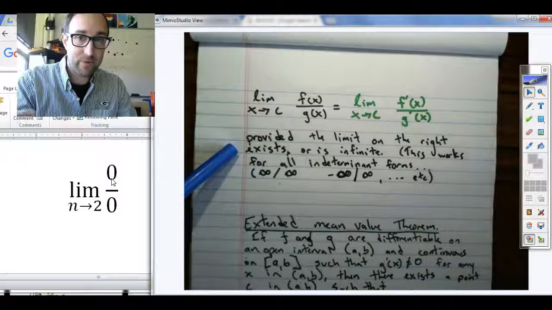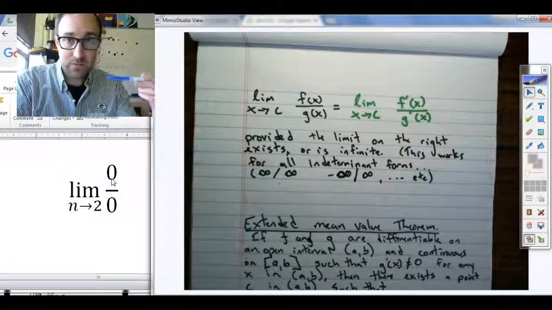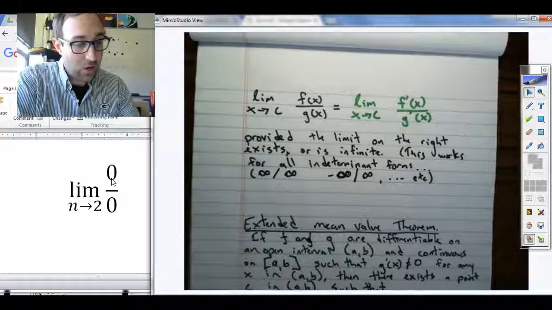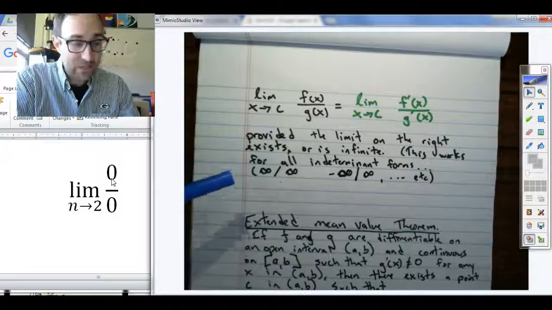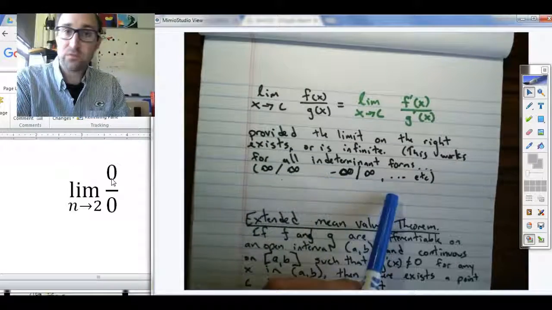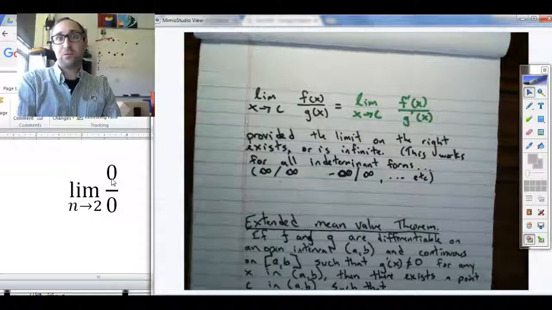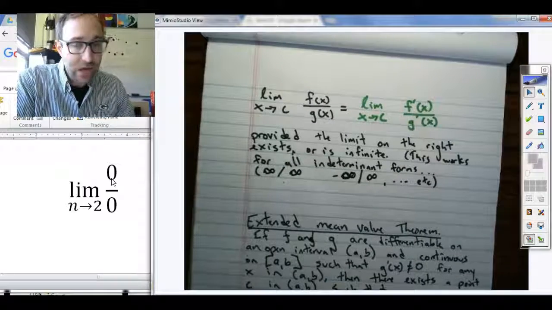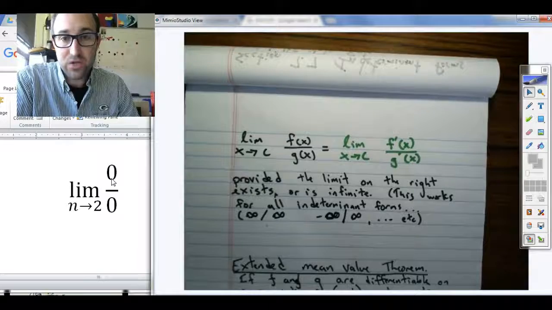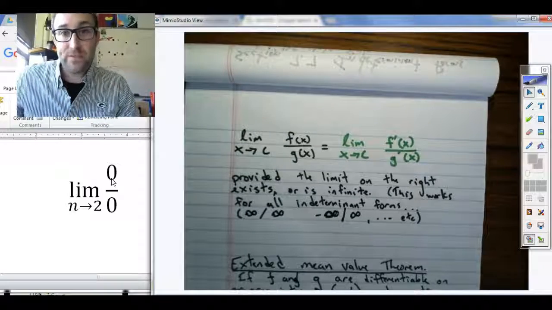So as long as we come from the right side this way, it exists or goes to infinity or negative infinity, then you're going to be okay. And this works for every single indeterminate form. Infinity over infinity, negative infinity over infinity, 0 over 0, 0 over negative infinity. I'm not going to say the rest of them because it's kind of crazy. All right, so that is L'Hopital's rule. And we're actually going to use that here in just a minute to do a couple of example problems.